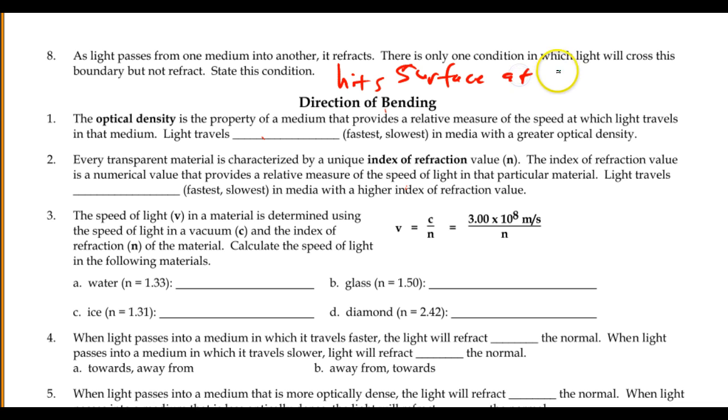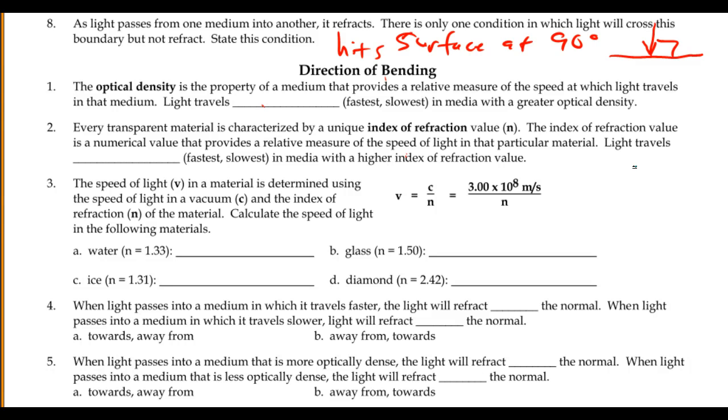If it hits at 90 degrees, perpendicular to the surface, so here's the boundary. If the light ray comes straight in at 90 degrees, then it's along the normal, and it's not going to change position from the normal. It's going to go straight in, and then it's going to go straight out. So that's the only condition under which it will go straight through two different materials.